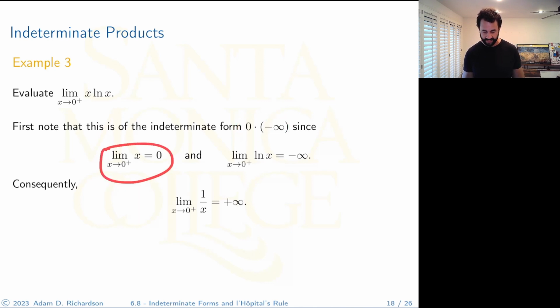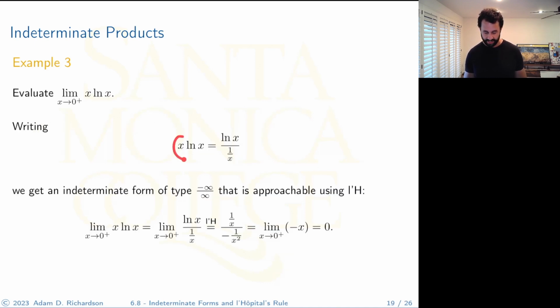And because the limit as x goes to 0 of x is 0, that means that using that important limit property, the limit of the reciprocal is going to be infinity. So 1 over x goes to infinity as x goes to 0 from the right. Now what we're going to do is rewrite x times ln of x as natural log of x divided by 1 over x. And that's all we needed to do because now we have negative infinity over infinity. Ta-da! Now we can use L'Hopital's rule.